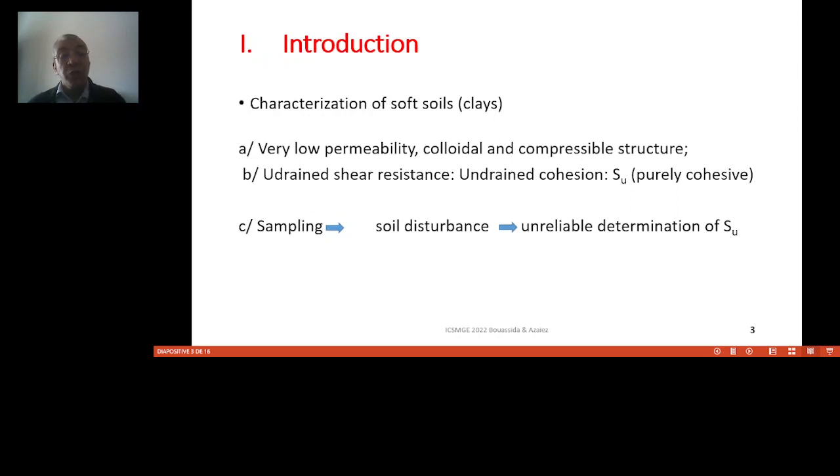In the introduction, we know that the characterization of soft soils, typically clays, informs that those soils have a very low permeability and their structure is colloidal and compressible. In terms of resistance, the undrained cohesion controls the shear strength of soft soils. Also, when sampling soft soils, we face soil disturbance, and as such, when we test those soils, for example, to determine SU, we may have unreliable determination.